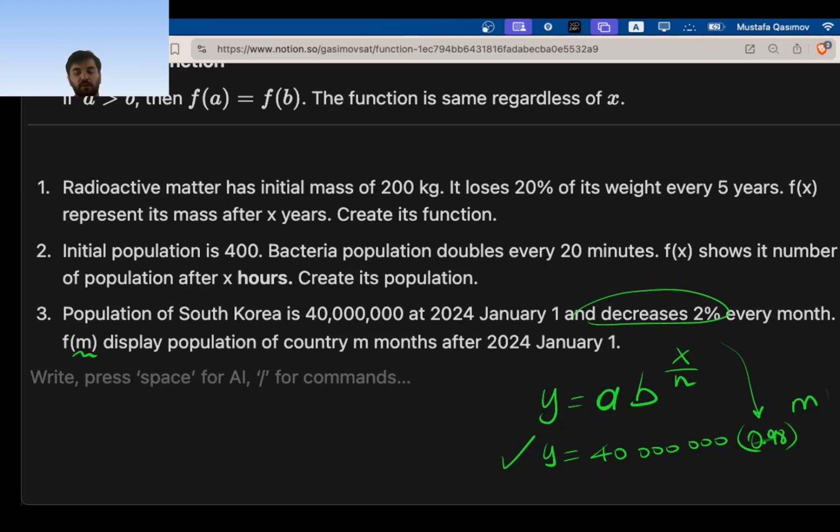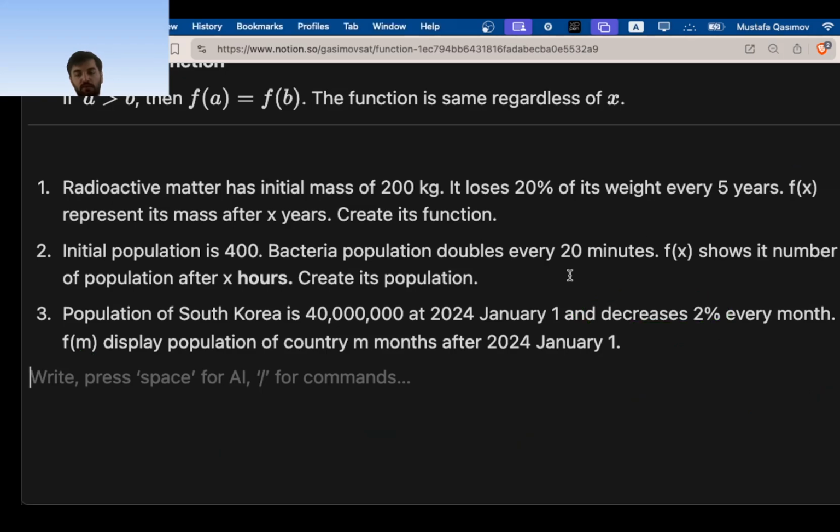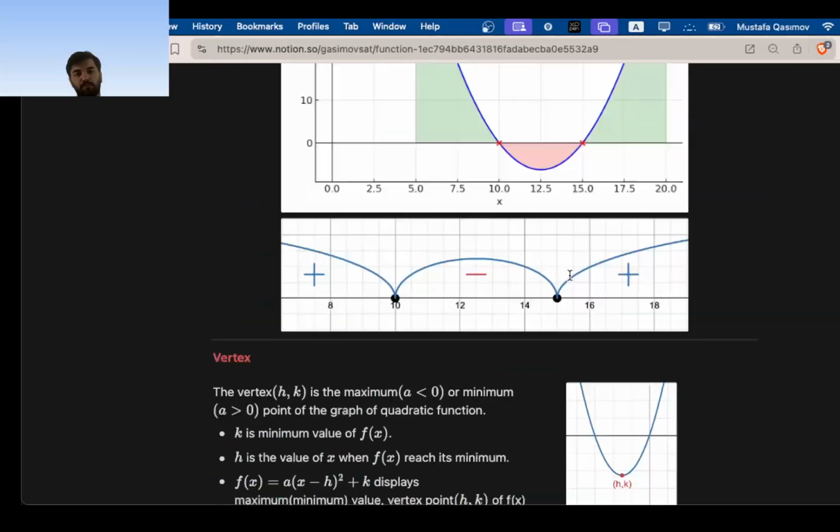Okay. Ayla, do you have any question? The 2% is like 0.02, right? And 1 minus 0.02 is 0.98. Okay. Zeynep, do you have any question, by the way? No. Okay.